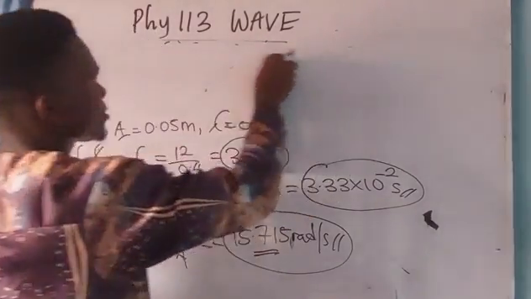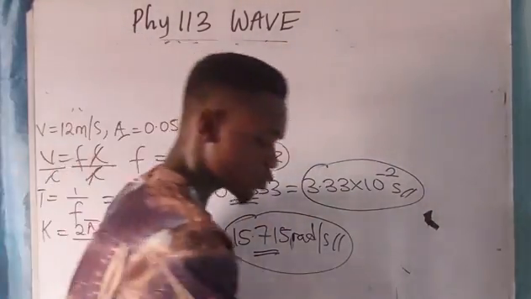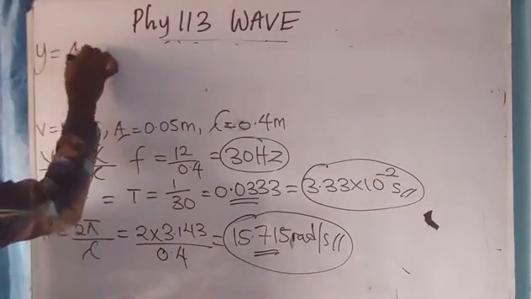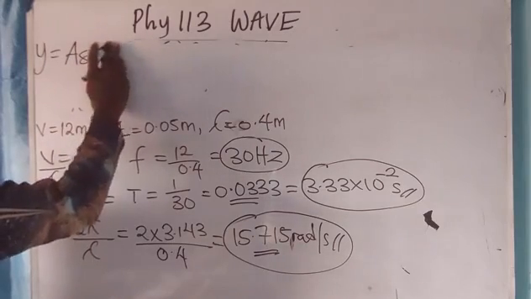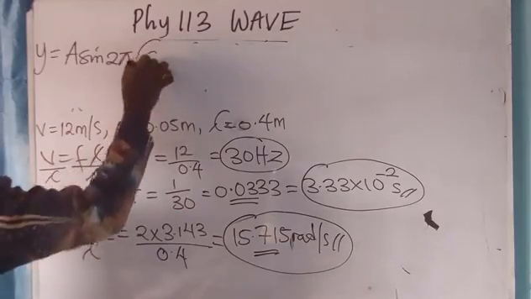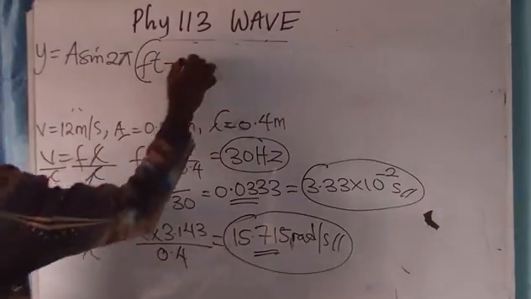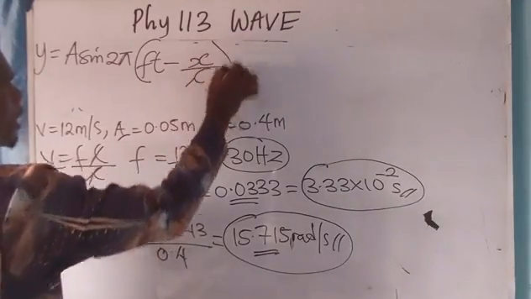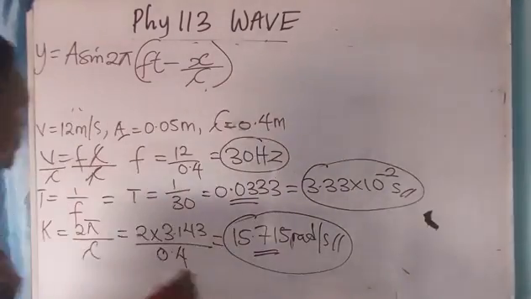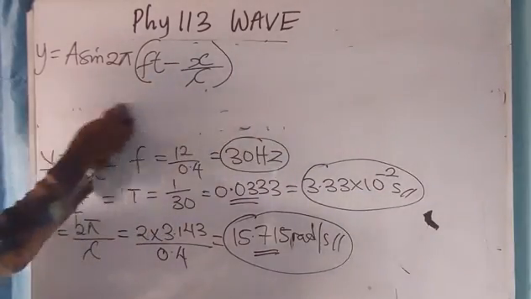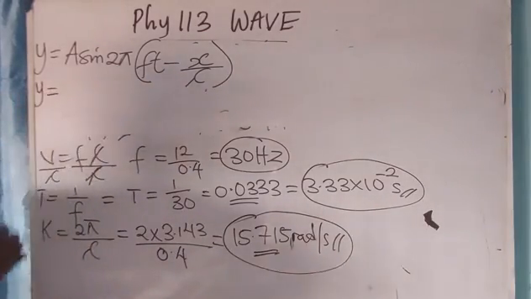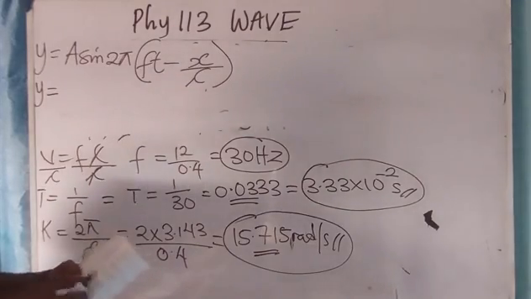For you to understand this video, you have to play the previous one I did. Don't forget I gave you that y equals a sine 2 pi open brackets ft minus x over lambda. I gave you this formula in our initial class. Now, from what we've solved already, to write out the new expression, y equals, I think they gave us the amplitude from the question.